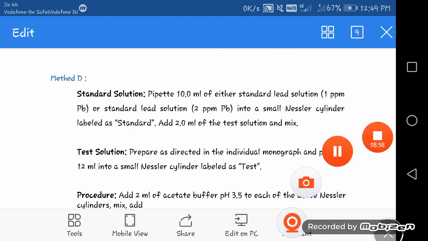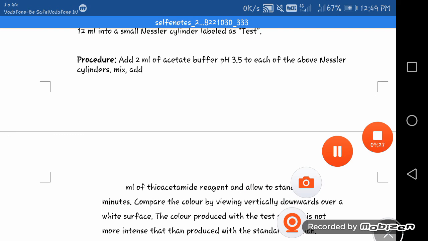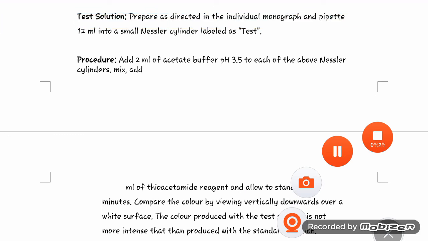Next is method D. In this, we will prepare the standard solution by pipette. Take a pipette of 10 ml of either standard lead solution 1 part per million or standard lead solution 2 parts per million into a small Nessler cylinder labeled as standard. Then add 2 ml of test solution and mix it. The test solution is prepared as directed in the monograph, as I told you in the above test. By this you can prepare the test solution.